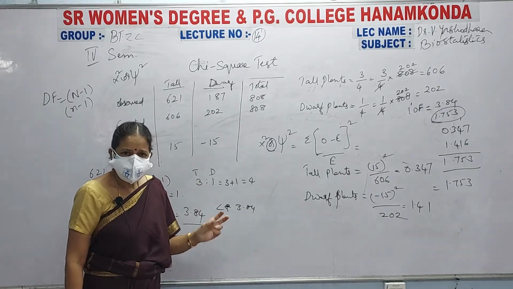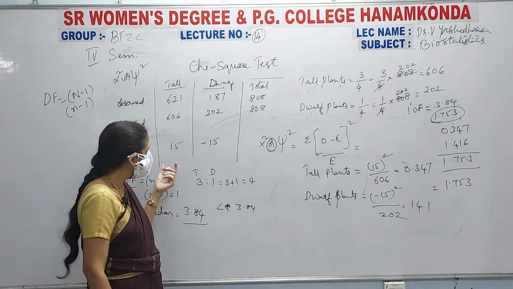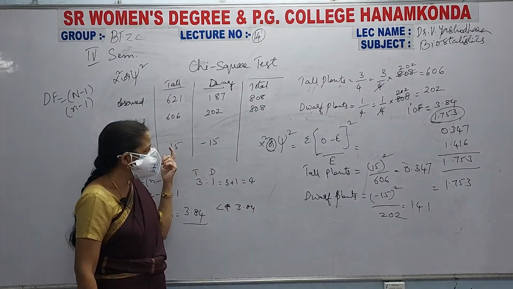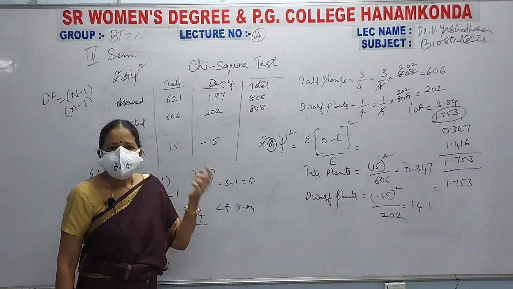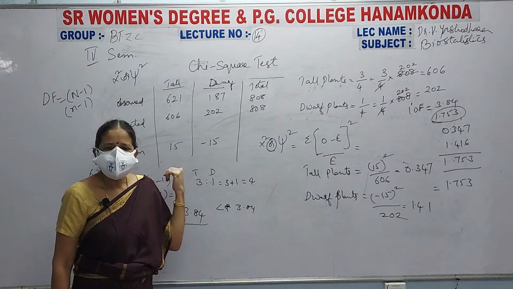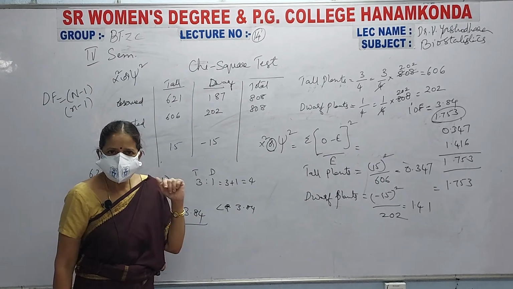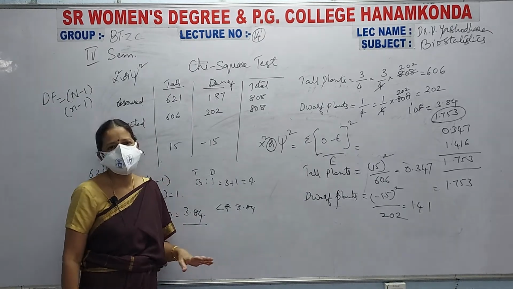If our value is less than the standard value given, our result is okay with our chi-square test. It is obeying, or following, the chi-square test is the conclusion.